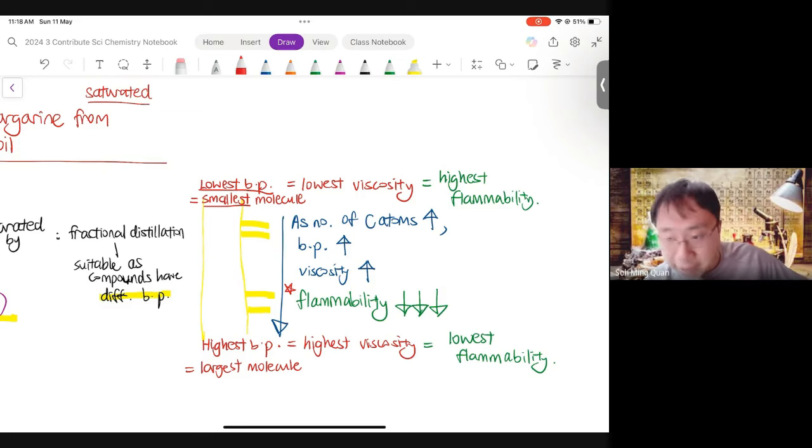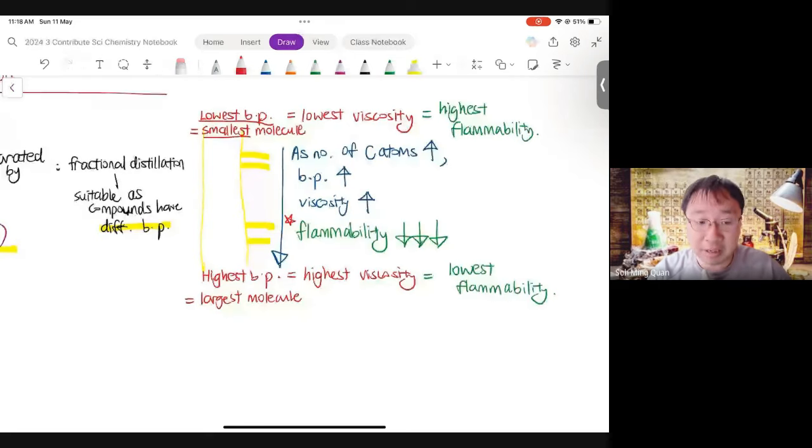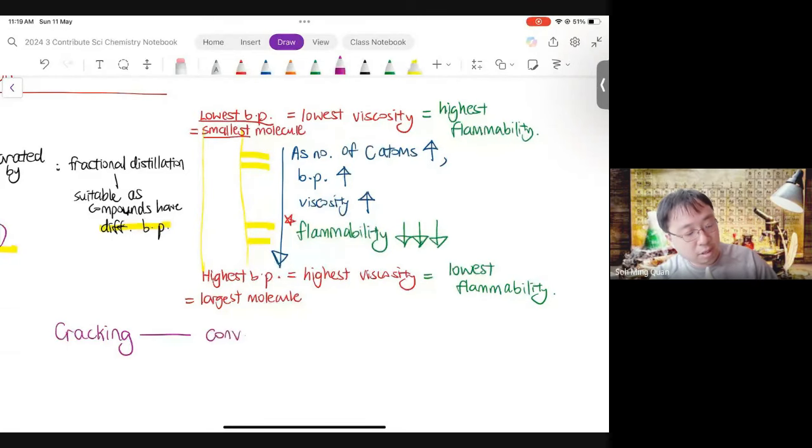Which leads us to our final point for today. I want flammability. I want high flammability because I'm going to sell these things as fuels. If I wanted high flammability, I must get the smaller molecules, smaller hydrocarbons. So how then do I convert large hydrocarbons into smaller ones? So the idea is the process is called cracking, which is to convert larger hydrocarbons to smaller hydrocarbons.